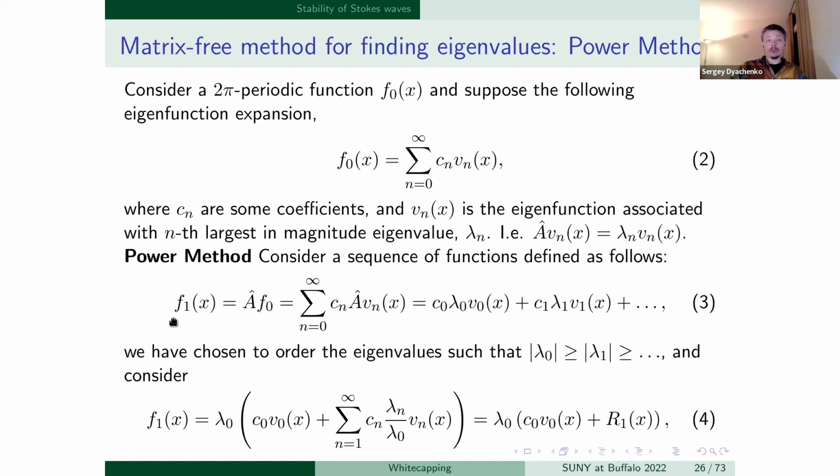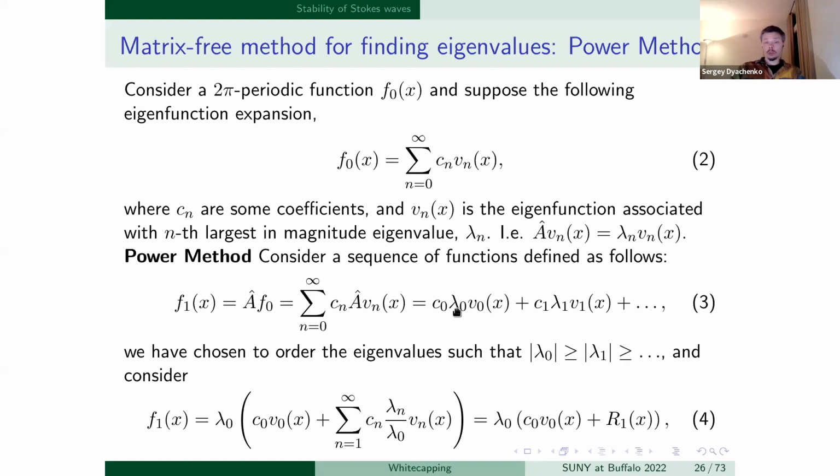So then you can build out of this function f naught the function f1 by simply applying this operator A hat. Note that you don't need to form the matrix of the operator A hat. You just need to be able to apply operator A to a 2-pi periodic function f naught. Right? So if you apply A hat to f naught, you can interchange the summation and application of the operator, and you will get as a result Cn times A Vn. A times Vn is simply lambda n times Vn. So you get an expansion similar to this one.